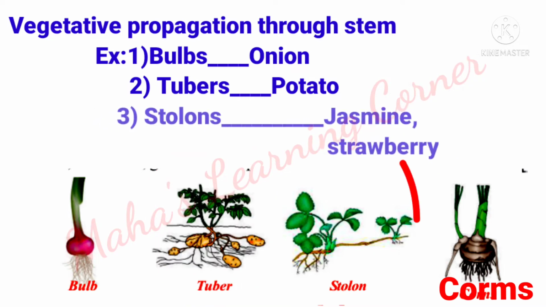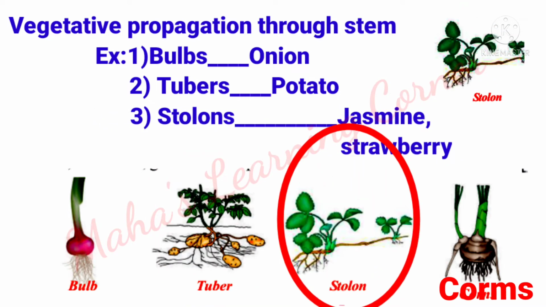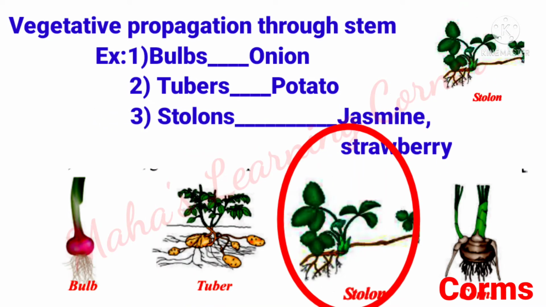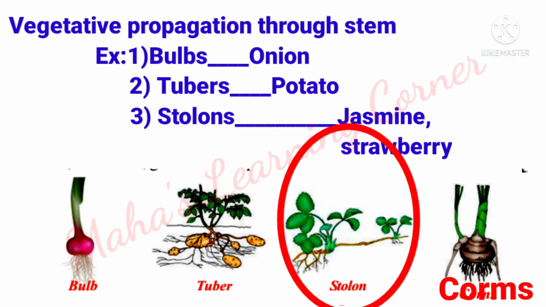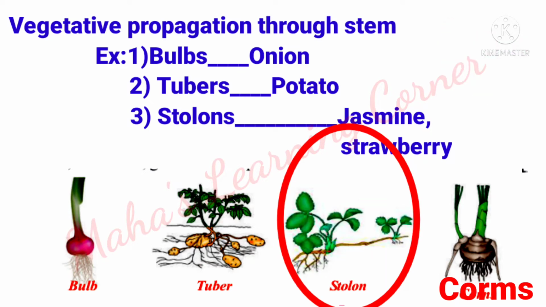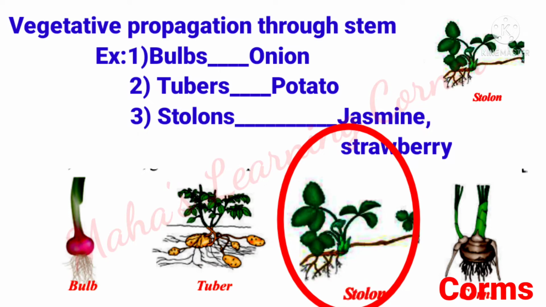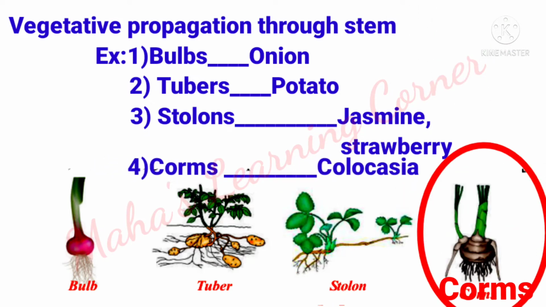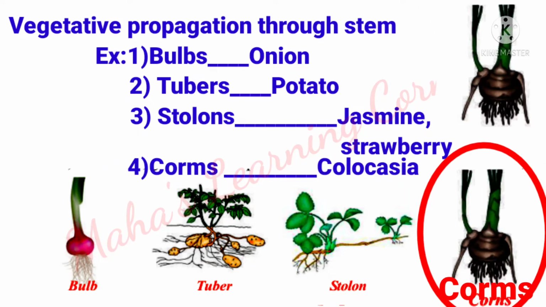Next, stolons. Aerial weak stems like runners and stolons, when they touch the ground, give off adventitious roots. When the connection with the parent plant is broken, the stem portion with the adventitious roots develops into an independent plant. Fourth one, culms. Example, colocasia.